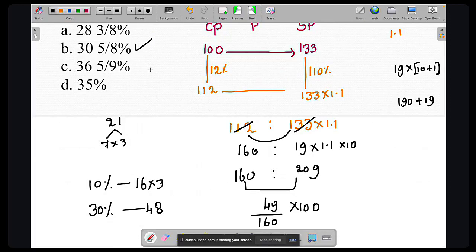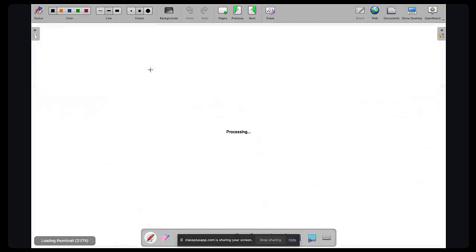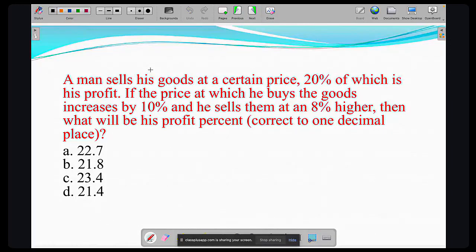Done, sir. Good. See this question again. You try this question. I'll give it. Very simple, same type question. Same type question as it is. Same model we are doing today.